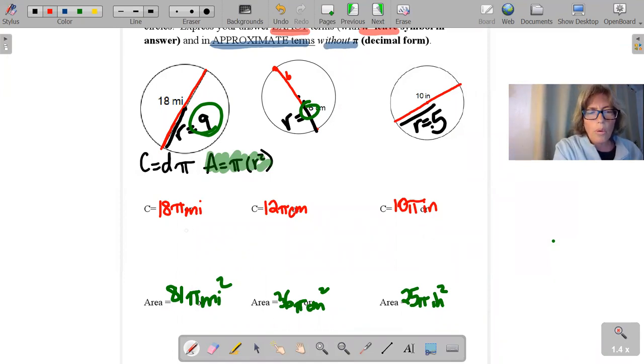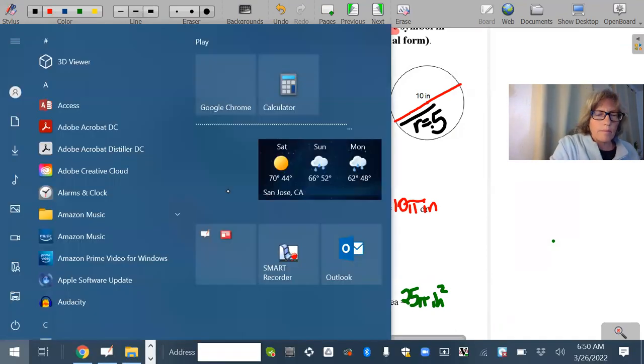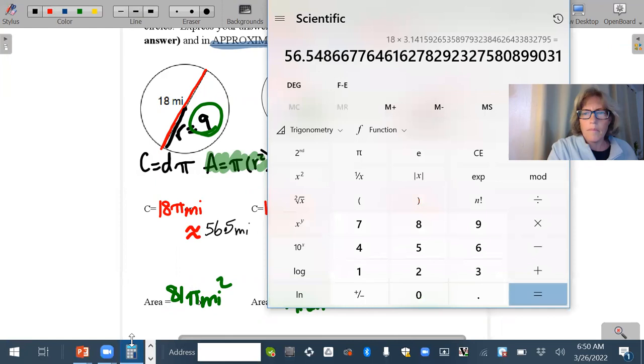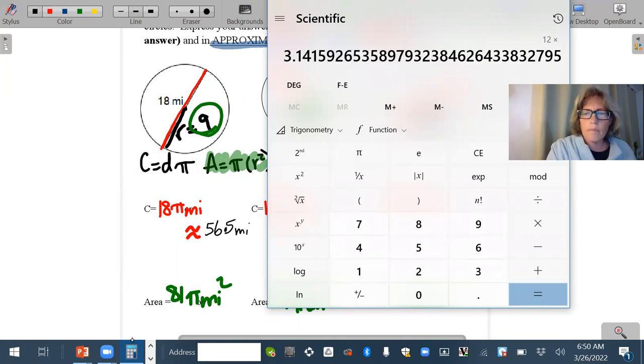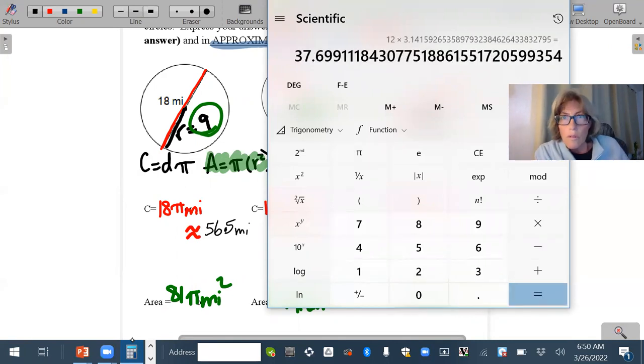So we're going to go approximation sign, 56.5 miles for that one. And then we'll do 12 pi. So 12 times the pi key. First decimal, 37.7.